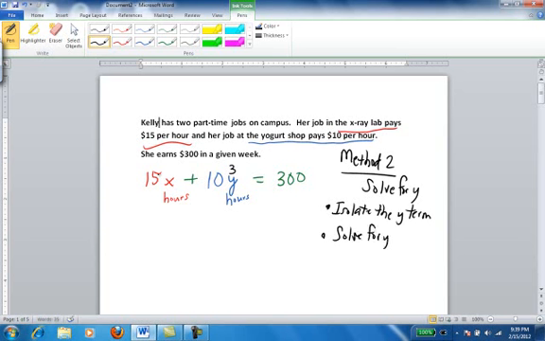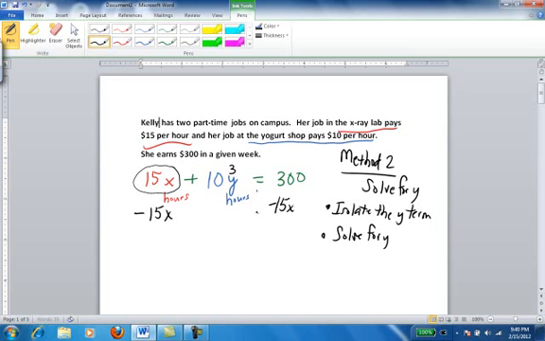To isolate the y term by itself, I want to take this guy and move it to the other side. Now I can't actually get rid of it on both sides, because if I subtract 15x from both sides, if I do it to one side, I've got to do it for the other side, or otherwise I don't have an equation.